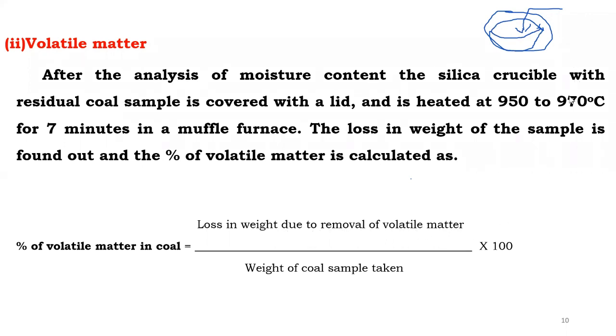Means all the volatile matter will be converted into gas phase or escape into the environment at 950 to 970 degrees centigrade within 7 minutes. Then the remaining portion will be free from volatile matter. The percentage can be calculated by loss in weight due to removal of volatile matter divided by weight of coal sample taken, into 100, which will give the percentage of volatile matter. Okay, students, so from this, we can understand the percentage of volatile matter.